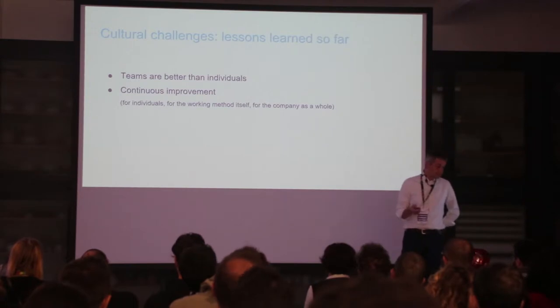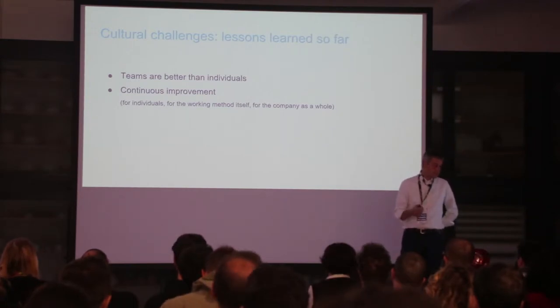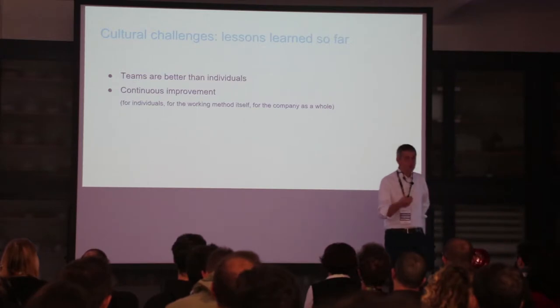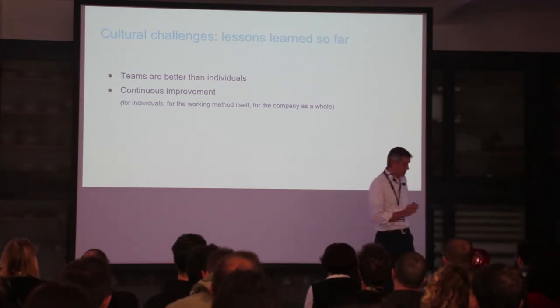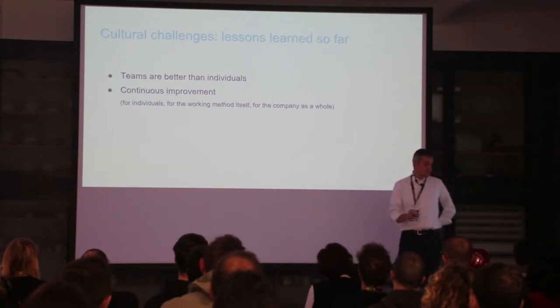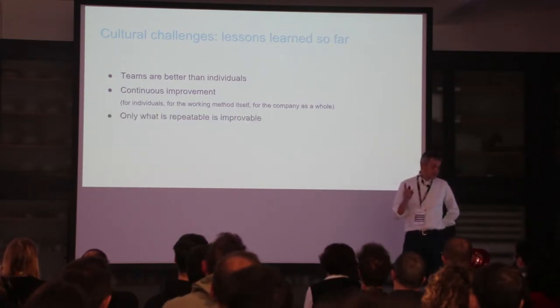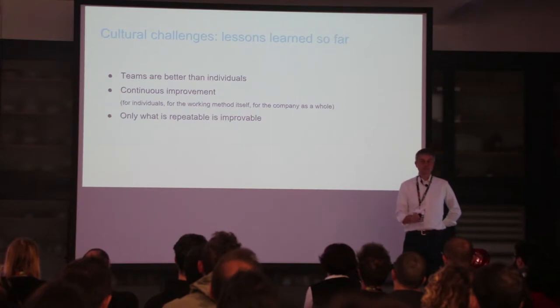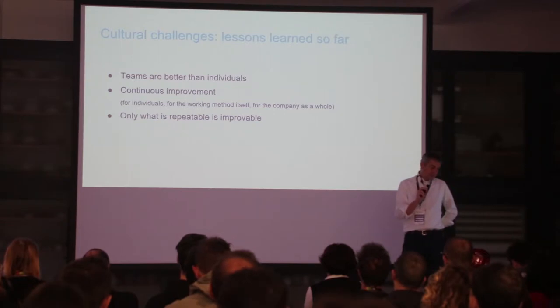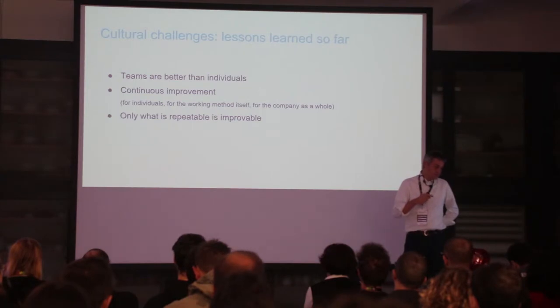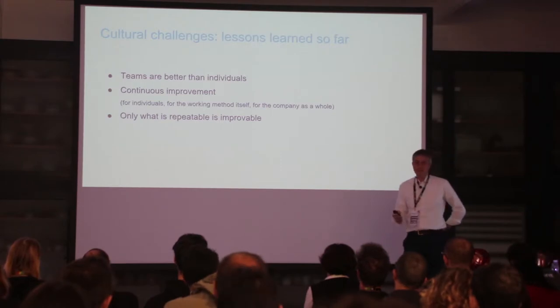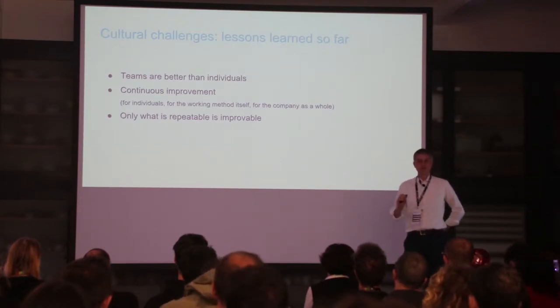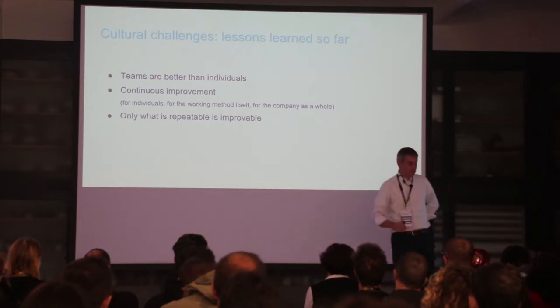Continuous improvement is something that concerns individual skills, the working method itself, and the company as a whole. It's an endless process that is based on the principle that only what is repeatable is improvable. That is one of the main keys that we found. So, if you have to repeat something, there's no place for magic, for secret formulas. Transparency of each member regarding the team is the key.